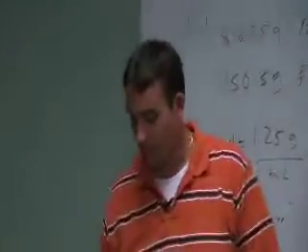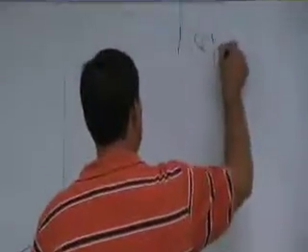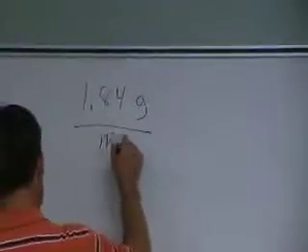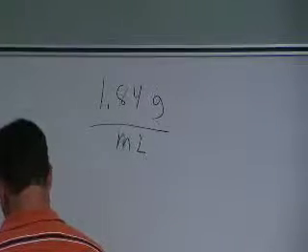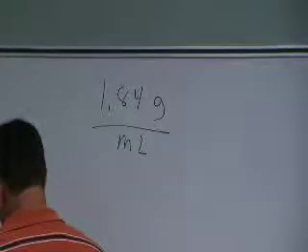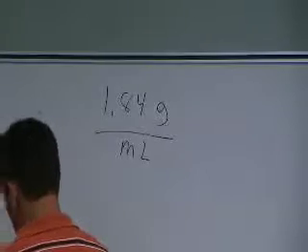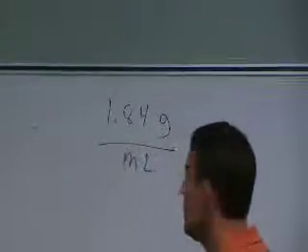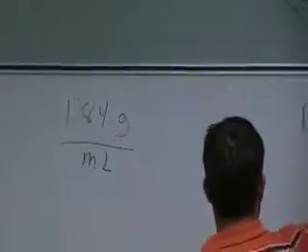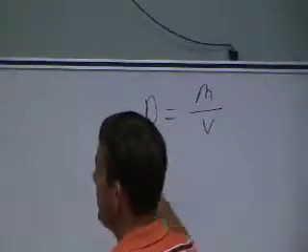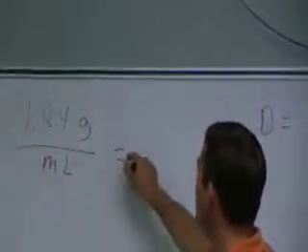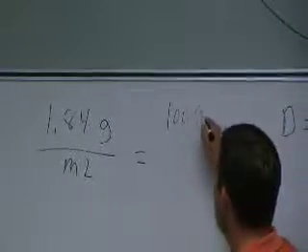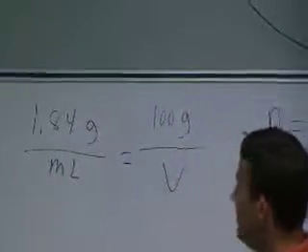Now, what was the next one? Okay. It says the density of sulfuric acid is 1.84 grams per milliliter. What volume of this acid will weigh 100 grams? Well, take a look at this. If density equals mass divided by volume, well, there's your density. 100 grams is the mass you're looking for, so there's V.